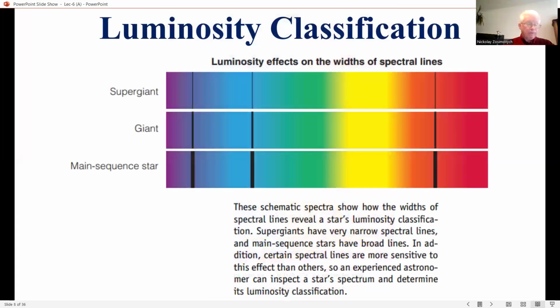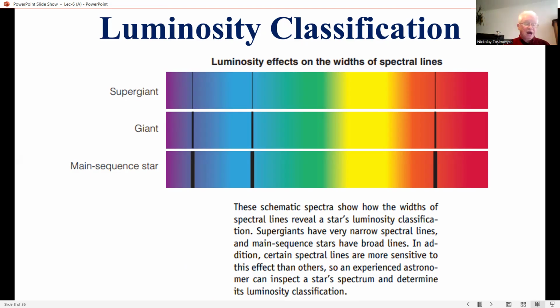A star's spectrum contains clues as to whether it is a main sequence star, a giant, or a supergiant. The larger a star is, the less dense its atmosphere is, and that can affect the width of spectral lines. If the atoms that produce these lines collide often in a dense gas, their energy levels become distorted and their spectral lines broaden.